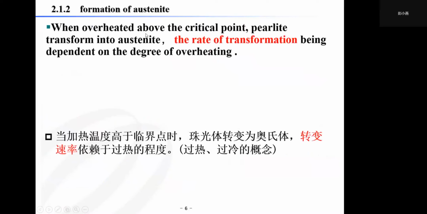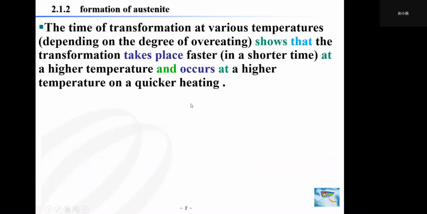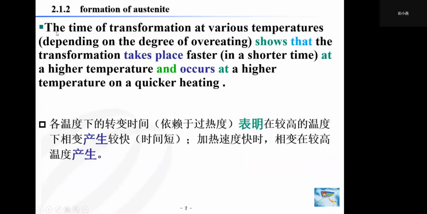Okay. When overheated above the critical point, perlite transfer into austenite, and the rate of transformation be dependent on the degree of overheating. And the time of transformation at various temperatures shows that the transformation takes place faster at a higher temperature and occurs at a higher temperature on a quicker heating.